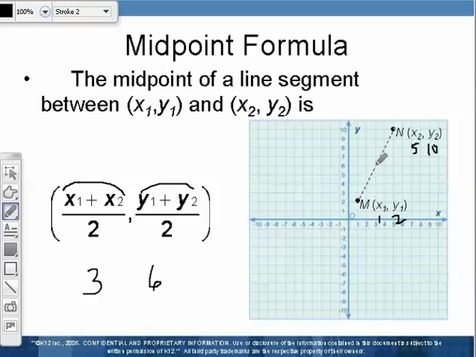Right up here at 3, 6. That's where my midpoint would be. That would be halfway between M and N.